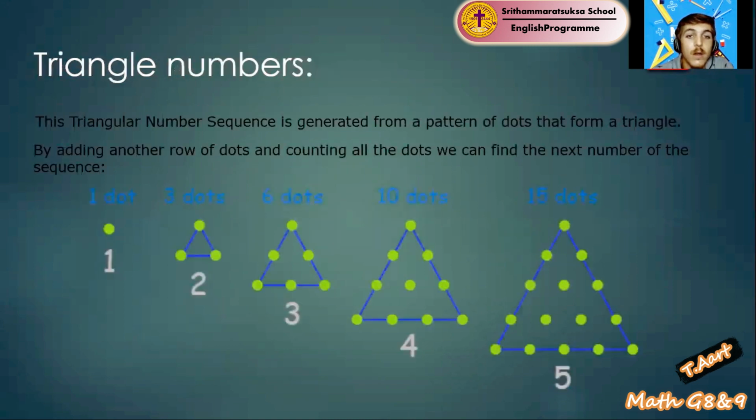Triangle numbers is a sequence generated from a pattern of dots that form a triangle. By adding another row of dots and counting all the dots, we can find the next number of the sequence.